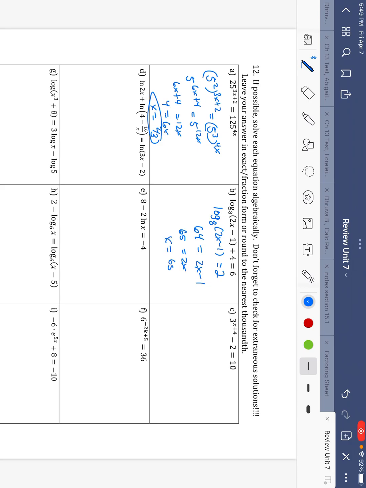And then my answer is 65/2. Now with logs, I need to check. If I were to put 65/2 right here, would I get 0 or a negative? And no, I would not. 65/2 plugged in right here is going to get me 2 times 65/2, which is 65. And 65 minus 1 is not 0, and it's not negative. So we're good to go.